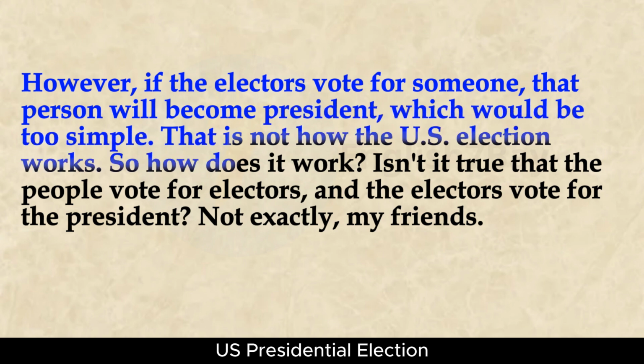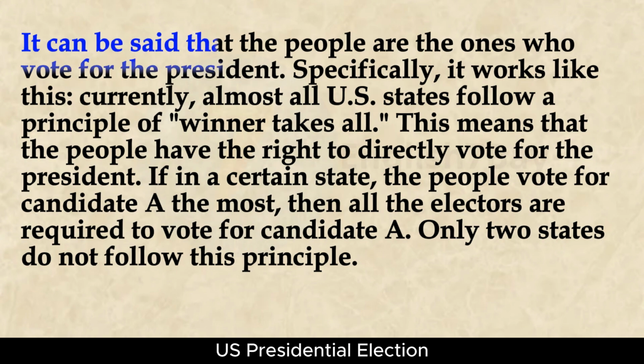However, if the electors vote for someone, that person will become president, which would be too simple. That is not how the U.S. election works. So how does it work? Isn't it true that the people vote for electors, and the electors vote for the president? Not exactly, my friends. It can be said that the people are the ones who vote for the president. Specifically, it works like this.